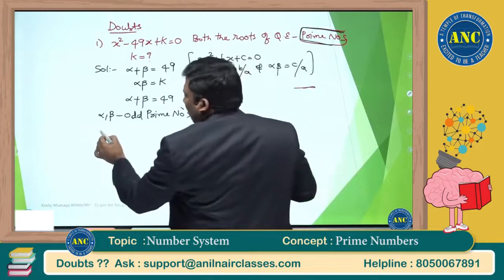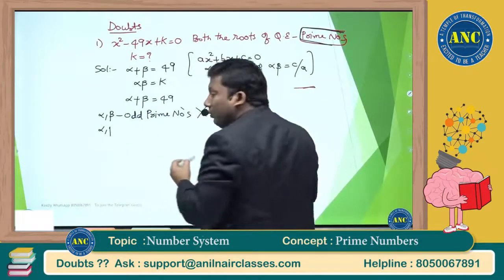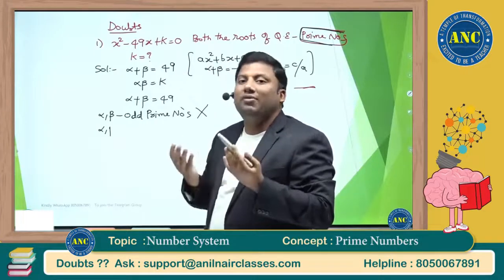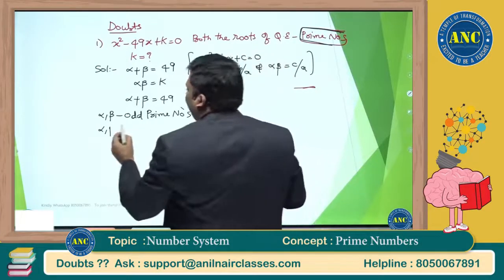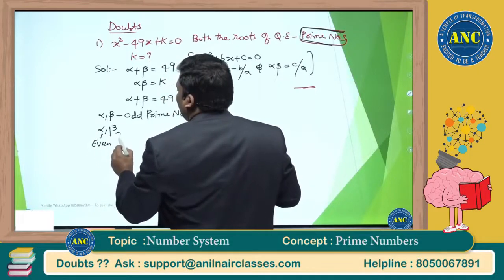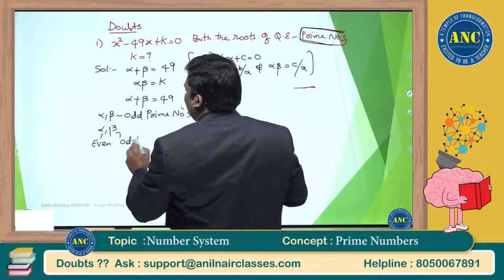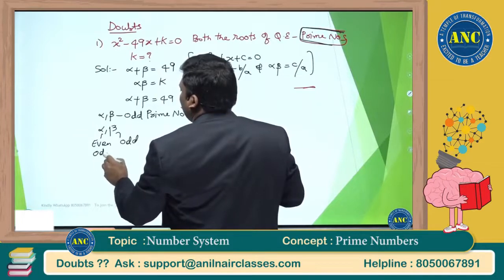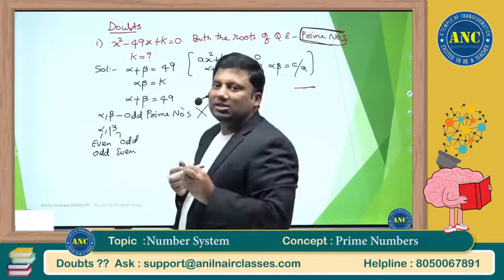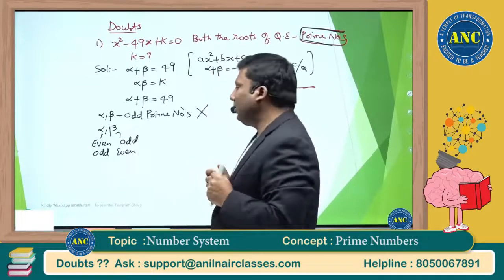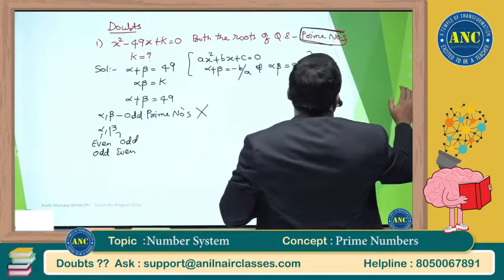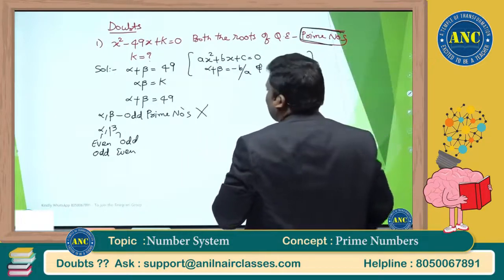That means alpha and beta cannot both be odd primes. In the prime number set, the only even number is 2. So if one of alpha and beta is even, the other will be odd. Even plus odd is an odd number, and odd plus even is an odd number. 49 is an odd number. One has to be even and another has to be odd.